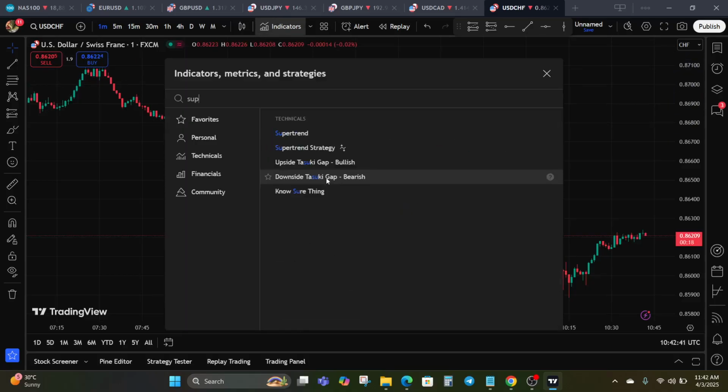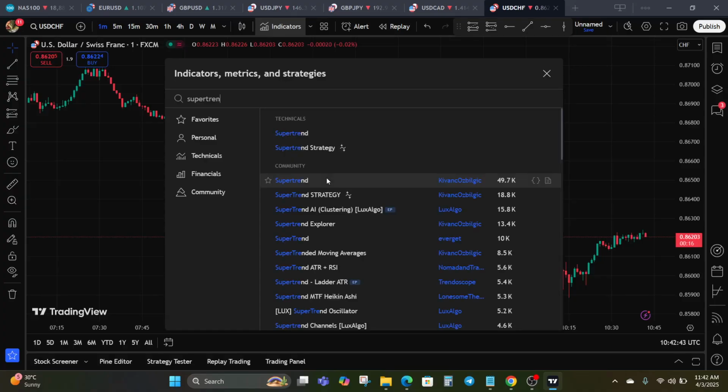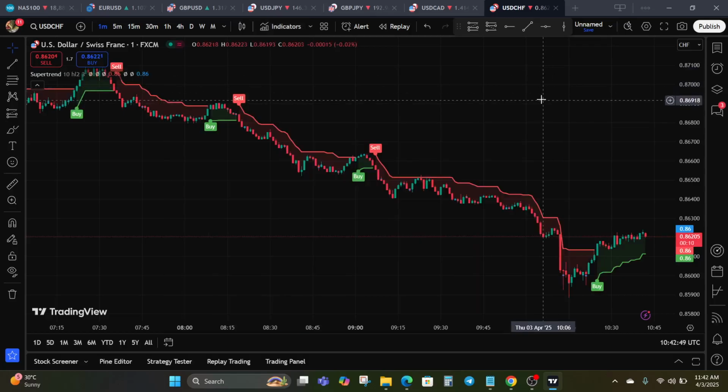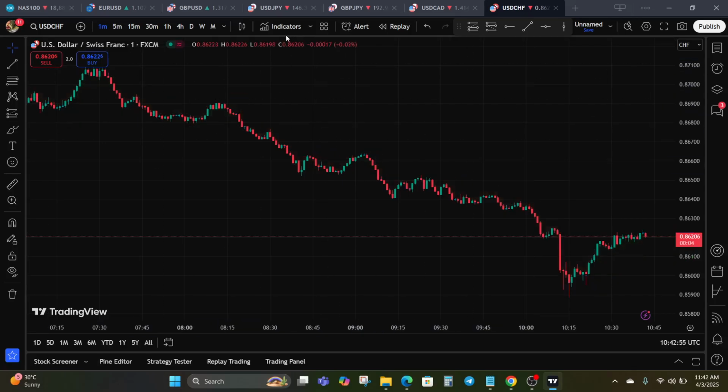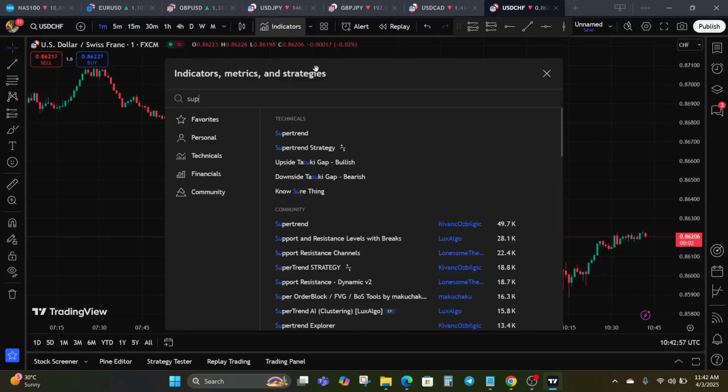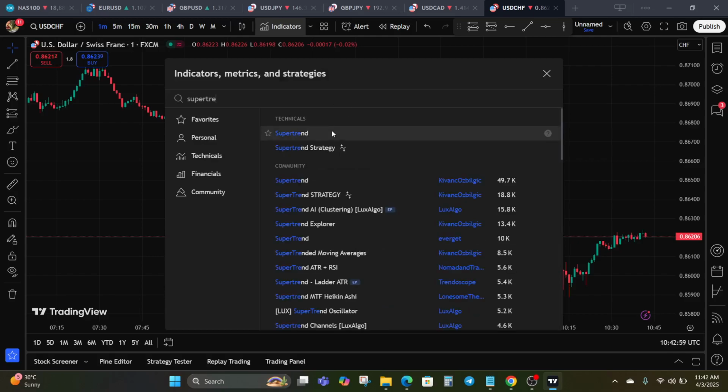So now I'm just going to be adding the super trend indicator to the chart as we analyze how to make use of this indicator. Let me just add the one that doesn't have those signals.